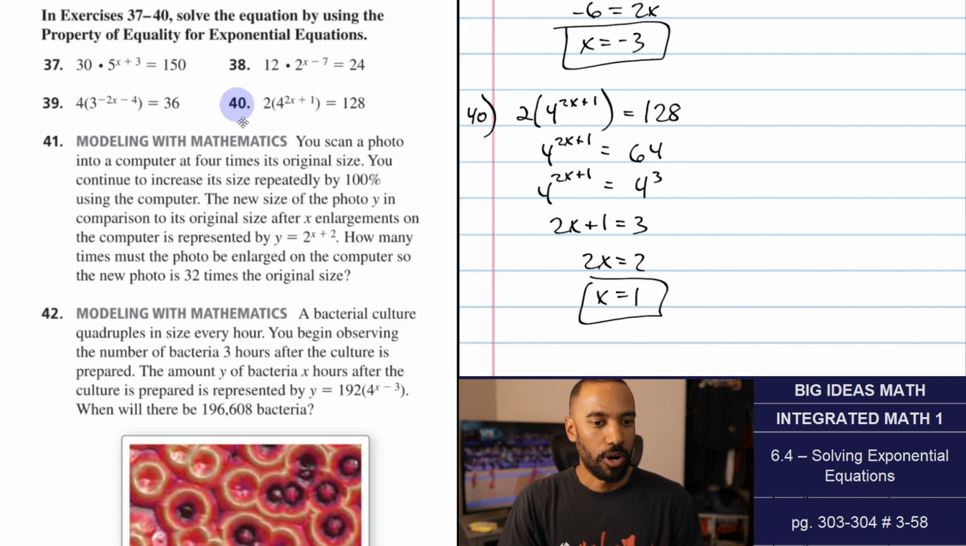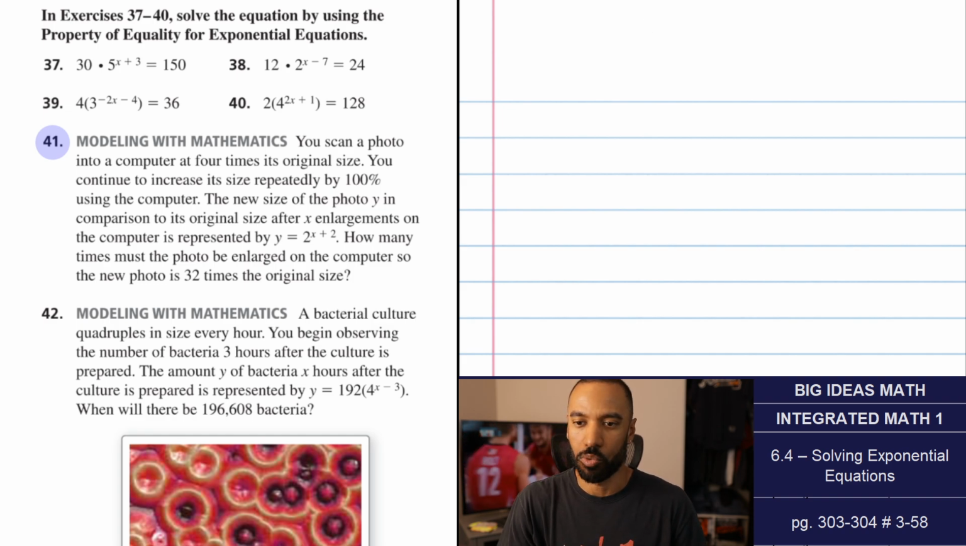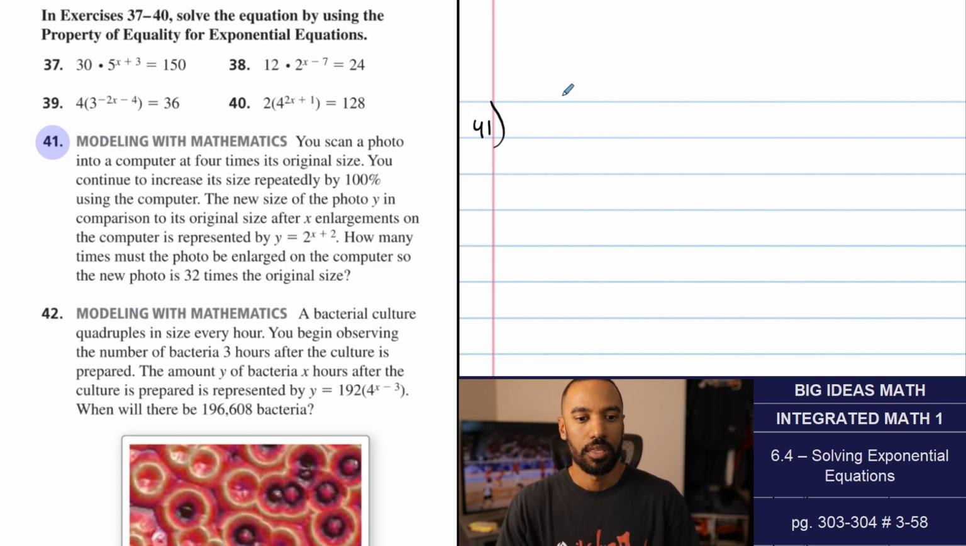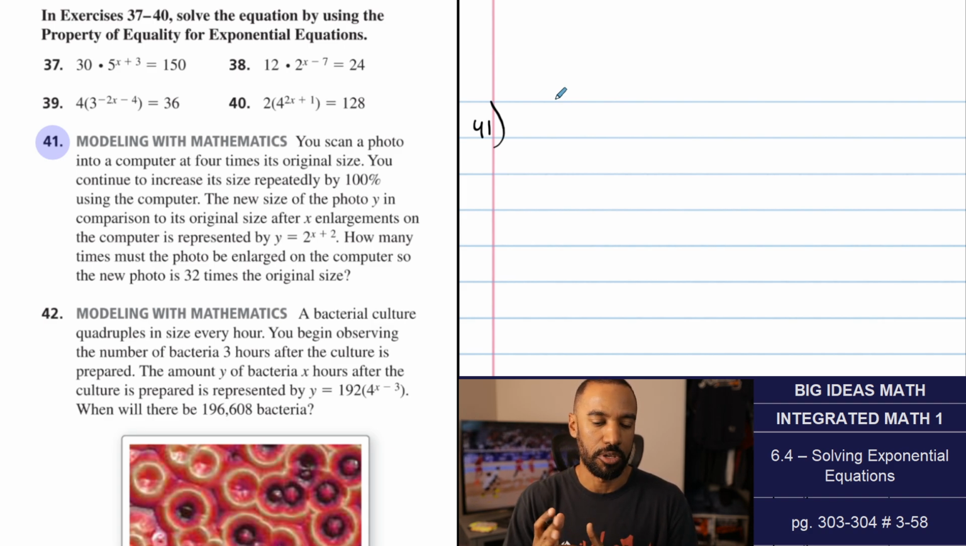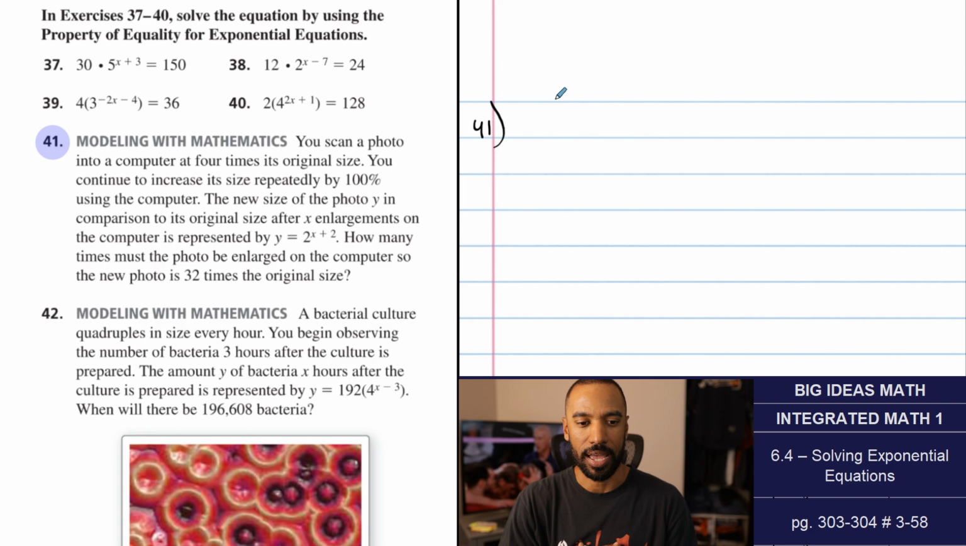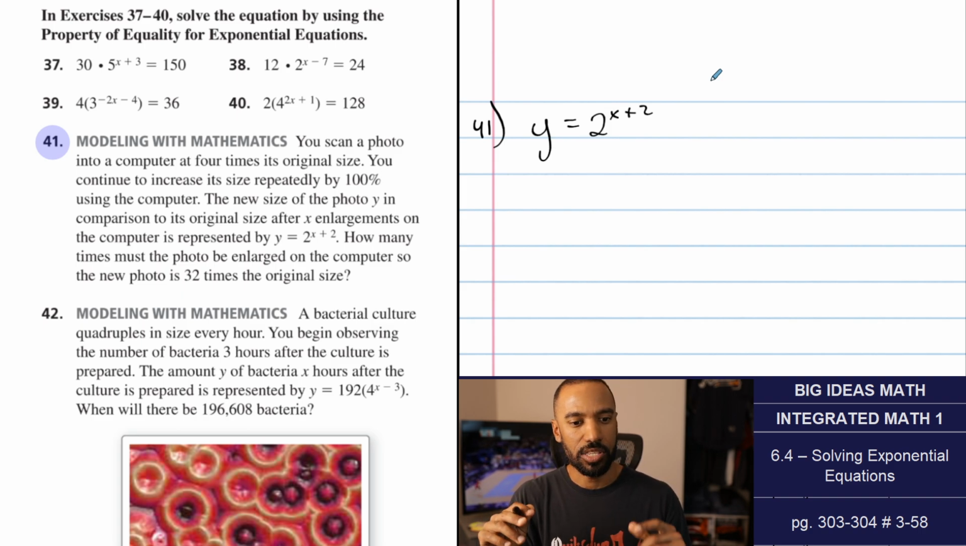Okay, we do have some word problems, despite them not doing any examples with them. Modeling with mathematics. You scan a photo into a computer at 4 times its original size. You continue to increase its size repeatedly by 100% using the computer. The new size of the photo y in comparison to its original size after x enlargements on the computer is represented by y equals 2 to the x plus 2 power. How many times must the photo be enlarged on the computer so the new photo is 32 times its original size?